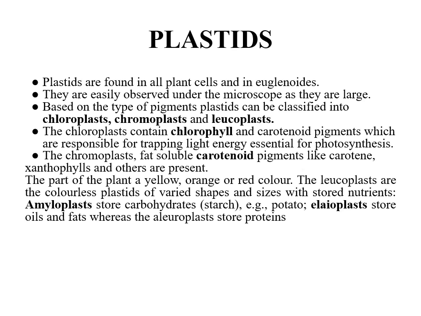In the chromoplasts, fat-soluble carotenoid pigments like carotene, xanthophylls and others are present. These give the part of the plant a yellow, orange, or red color. The leucoplasts are the colorless plastids of varied shapes and sizes with stored nutrients. Amyloplasts store carbohydrates, starch, e.g., potato. Elaioplasts store oils and fats, whereas the aleuroplasts store proteins.